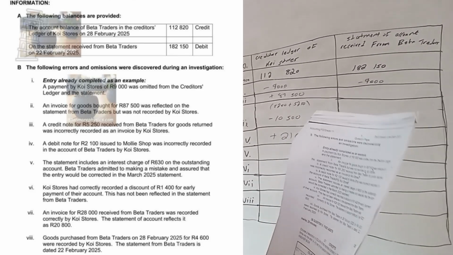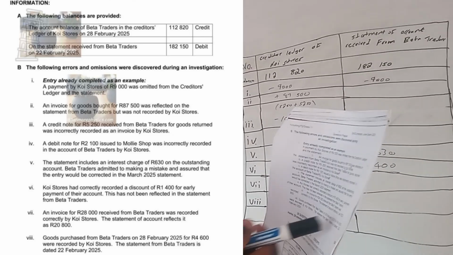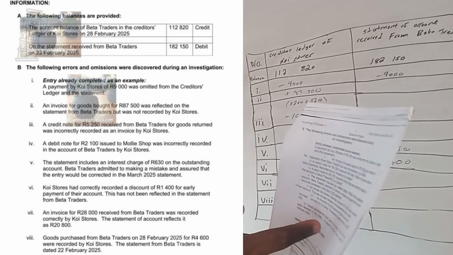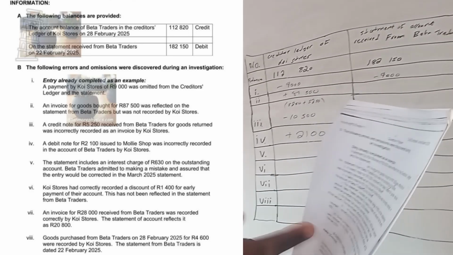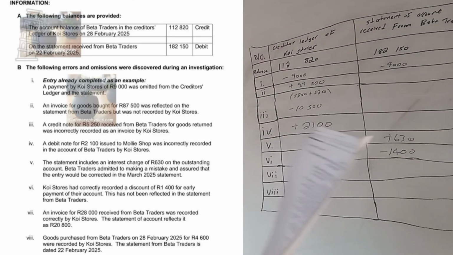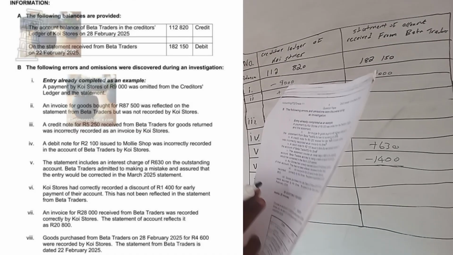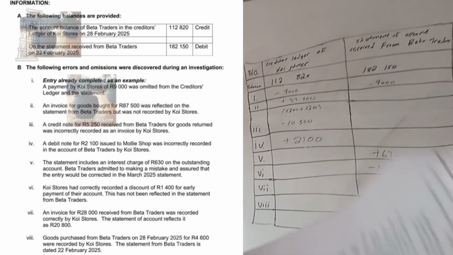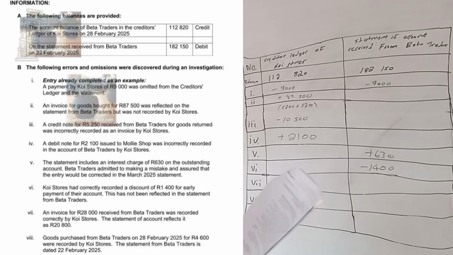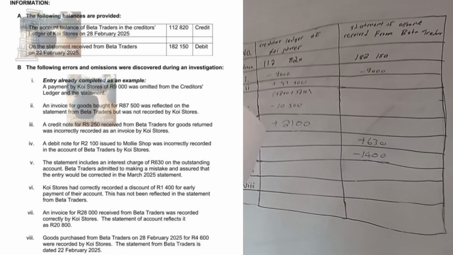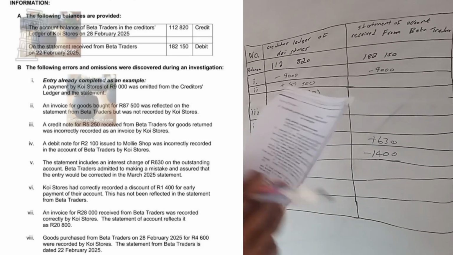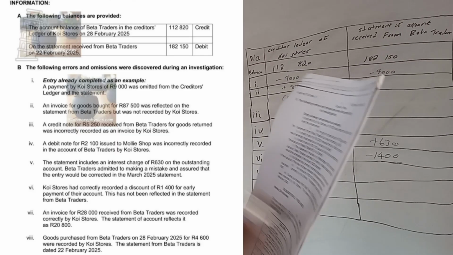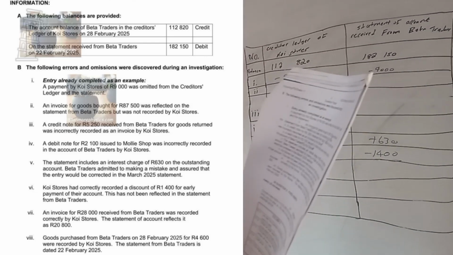Roman finger 7. An invoice for 28,000 received from Better Traders was recorded correctly by Coin Stores. The statement of account reflects it as 20,800. Okay, guys. So here, an invoice that was received from Better Traders. So Better Traders gave us an invoice. An invoice is a bill, a receipt saying that okay, you owe us this kind of money. Right? So it was an invoice of how much? 28,000 from Better Traders. They gave us a bill for 28,000.